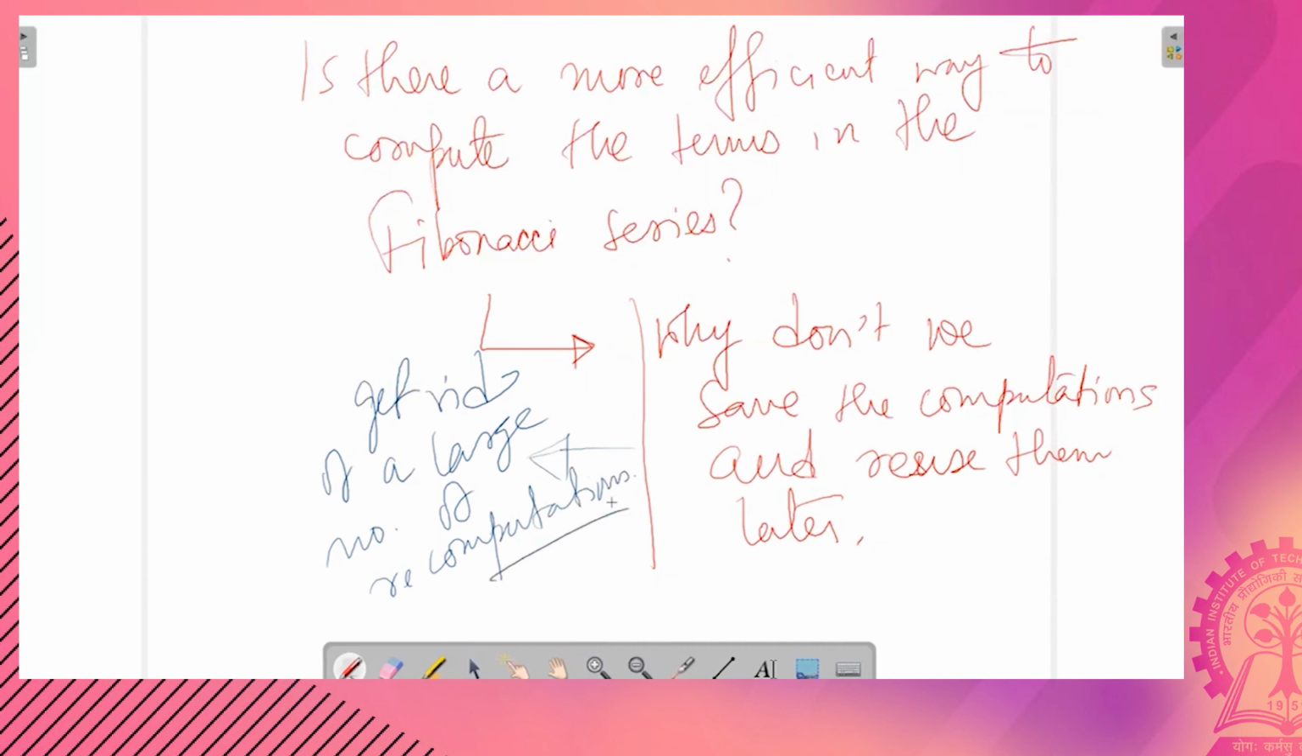Okay, so how are we going to achieve it? Again, a very simple technique. Let's try to have a simple iterative algorithm. Let's call it efficient Fibonacci computation.